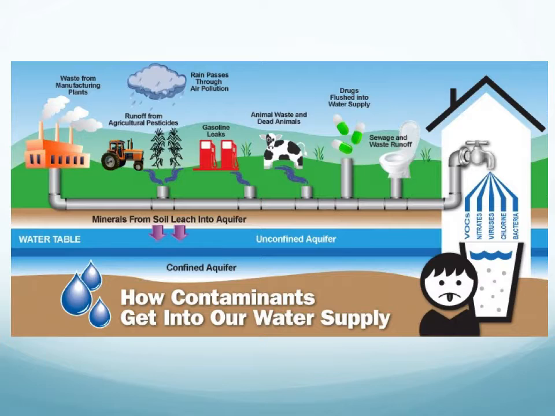So here's one more slide of a more populated area that has industry. It has farming and agricultural pesticides. It has gasoline tanks from your gas stations. You've got animal waste. You've got people who will flush their drugs into the water supply, or your sewage waste runoff. A lot of those things, this shows most of those contaminants in this diagram getting into the pipes. Mostly, a lot of those things will leak into the ground, as we saw, and trickle through the soil into the underground water table there that we see.